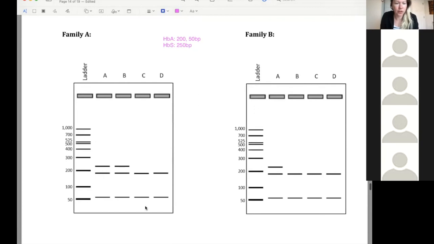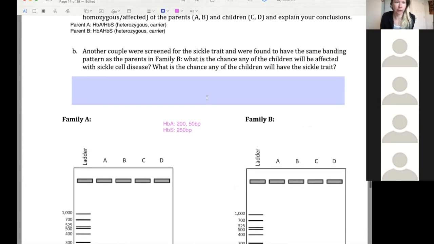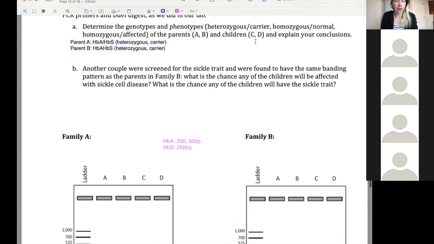And then individual C has two fragments. Individual D has two fragments. So what does that do? What does that mean for their genotype? Homozygous. Right, they are gonna be homozygous for the HBA allele. So child C and child D are both HBA, HBA. So they are homozygous normal.